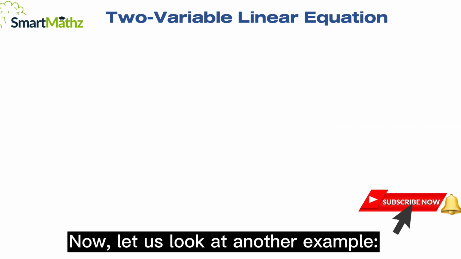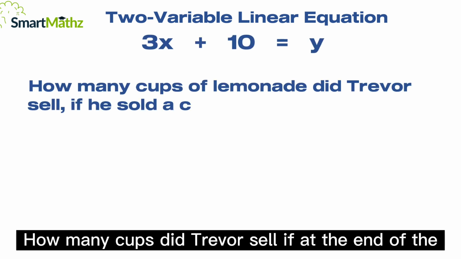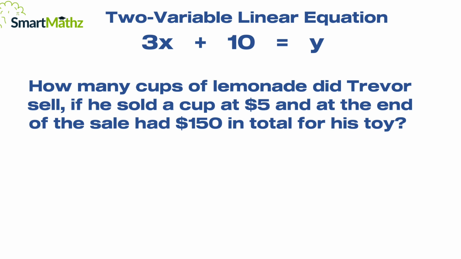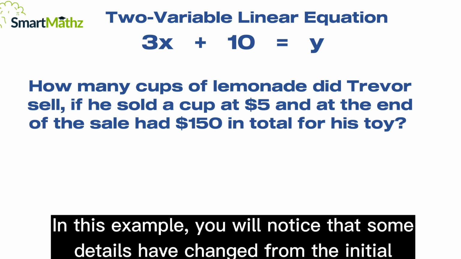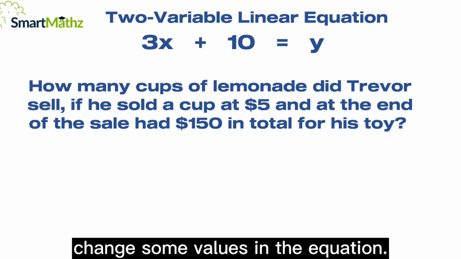Now, let us look at another example. How many cups did Trevor sell, if at the end of the lemonade sale, he sells a cup at $5, and has a total of $150? In this example, you will notice that some details have changed from the initial Trevor story, which require us to change some values in the equation.